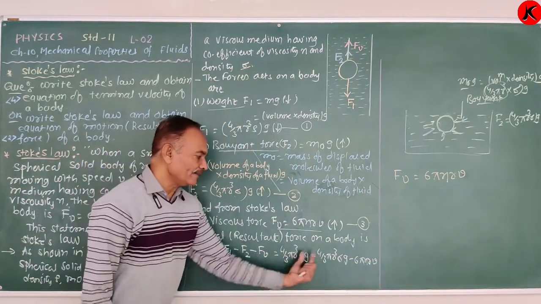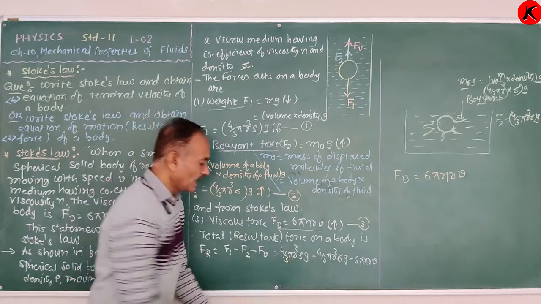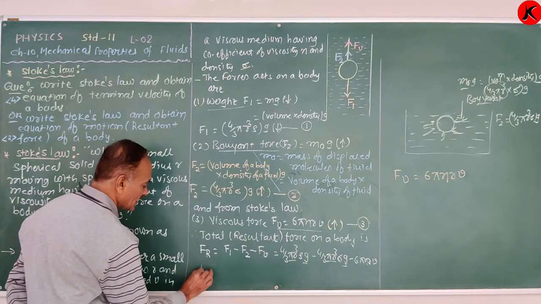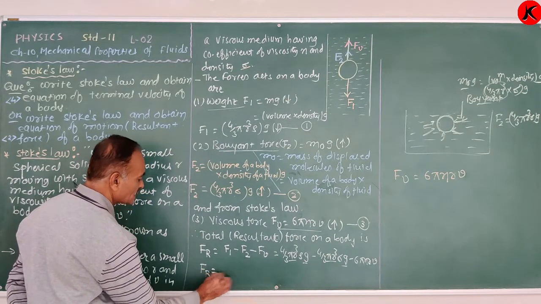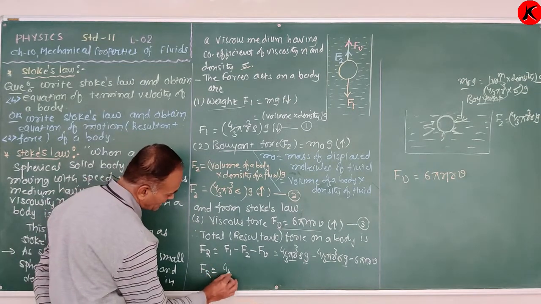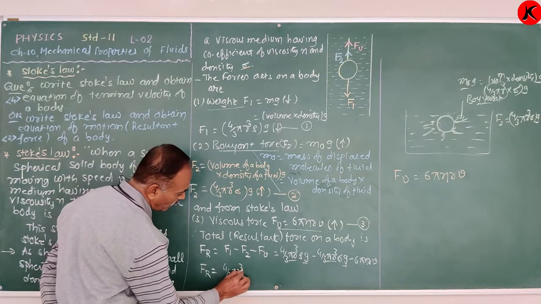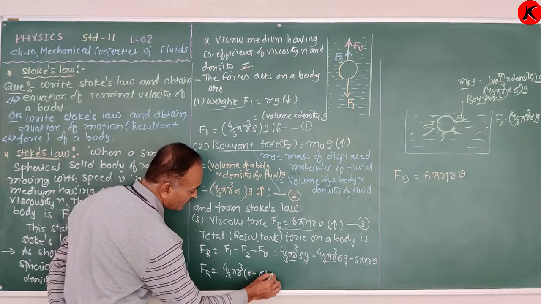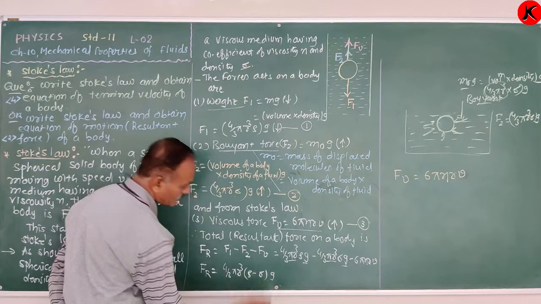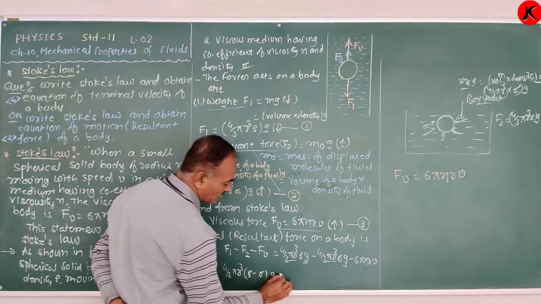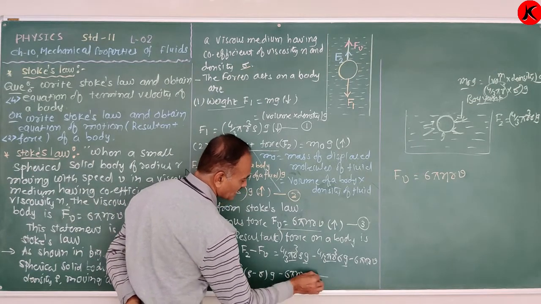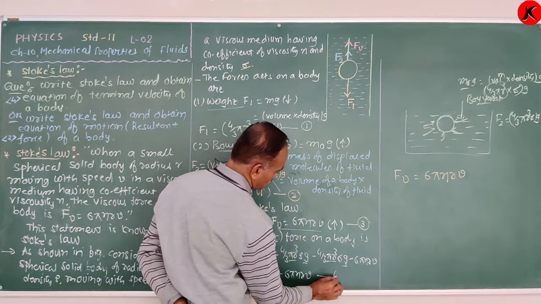From the first step, we take the common 4 by 3 pi r cube and g. Therefore, the resultant force Fr is equal to 4 by 3 pi r cube common. Here the remaining is rho minus sigma into g, and the last term as it is, 6 pi eta rv. That is our equation number 4.